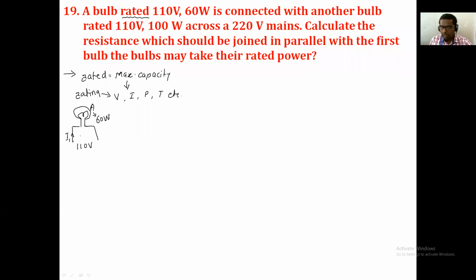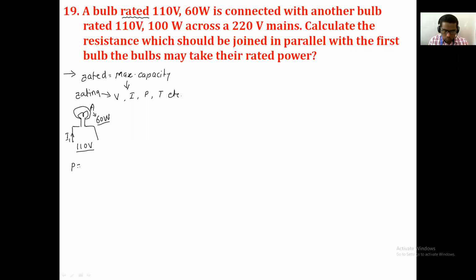And to have the power consumption of that lamp 60 watt, definitely we have to provide this much voltage only. Now my question to you is that if you know the power of this bulb and the voltage requirement, can you calculate the current and the resistance? Yes, sir. So we have that formula.